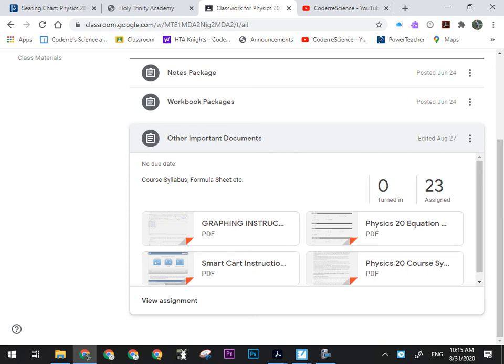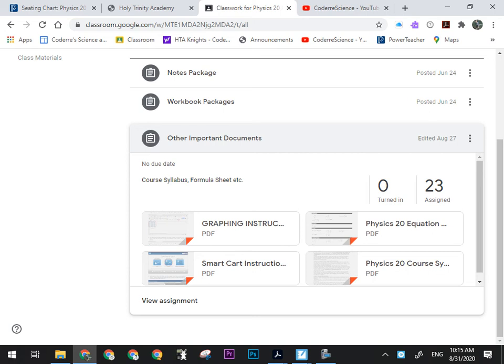So my recommendation is there's a few of these files you need to actually have stored on your phone. Make them available offline in Google Drive, because if the Wi-Fi craps out or something like that, then you don't have your notes package. So I would suggest having for sure the notes package and the workbook package for unit 1 available offline for now.